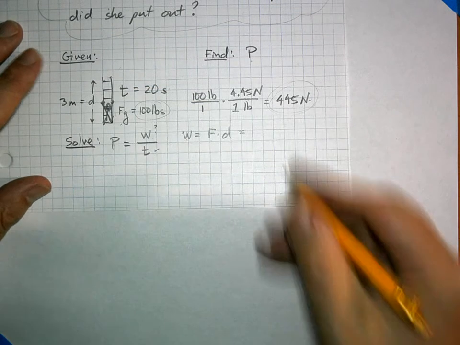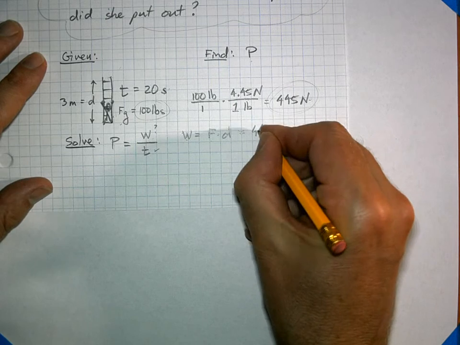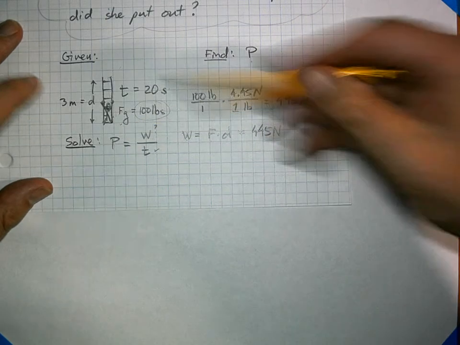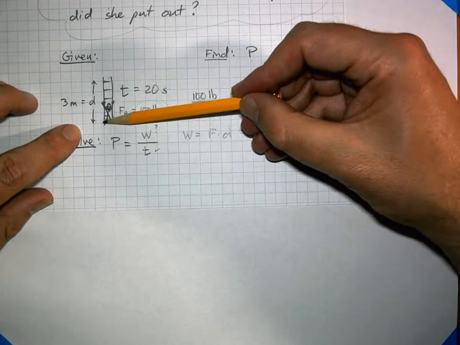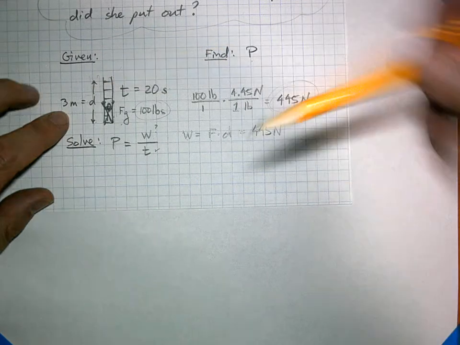So this is our force. She has to lift her weight, and her weight now in newtons is 445 newtons. She's got to lift that weight up the ladder. So now we have our force is 445 newtons, and our height is really just the distance we're going to pull that weight up, and we said that that's 3 meters.